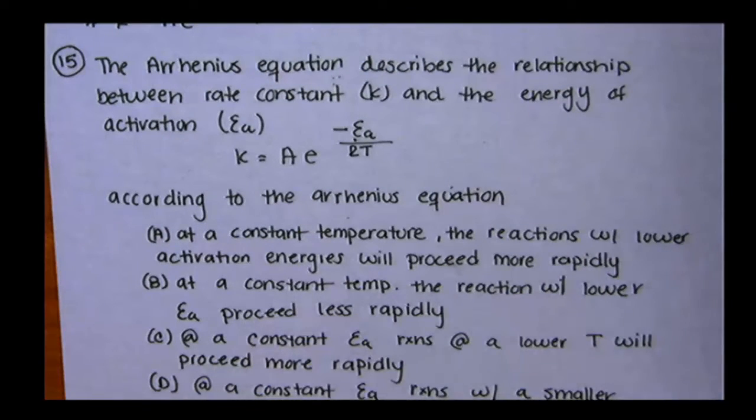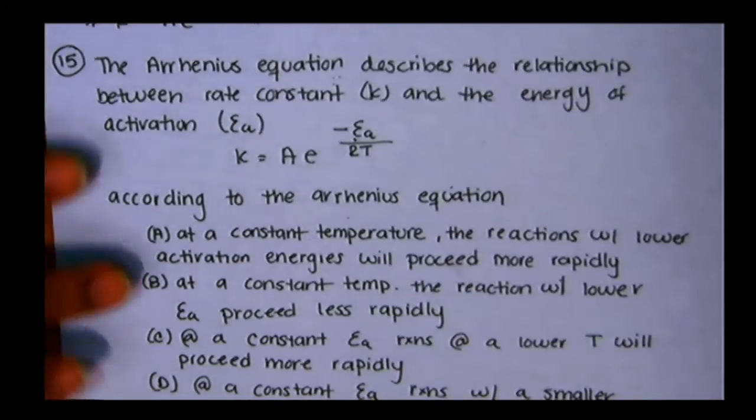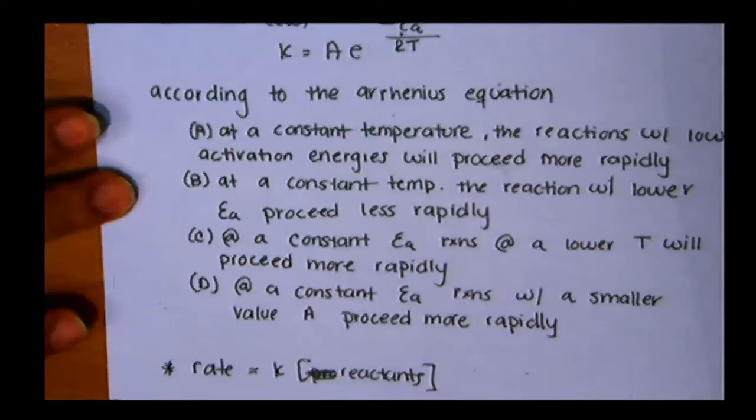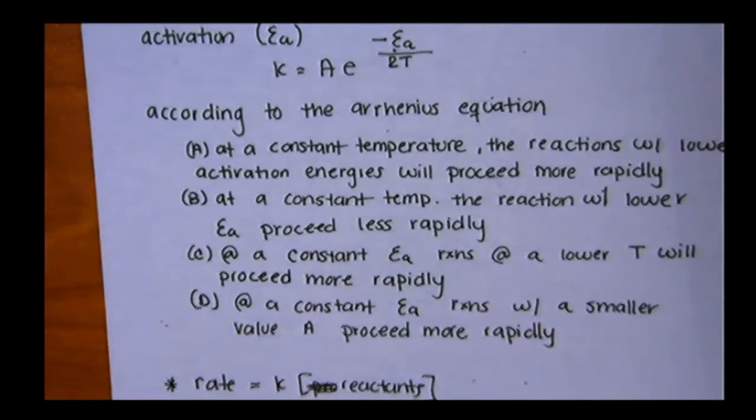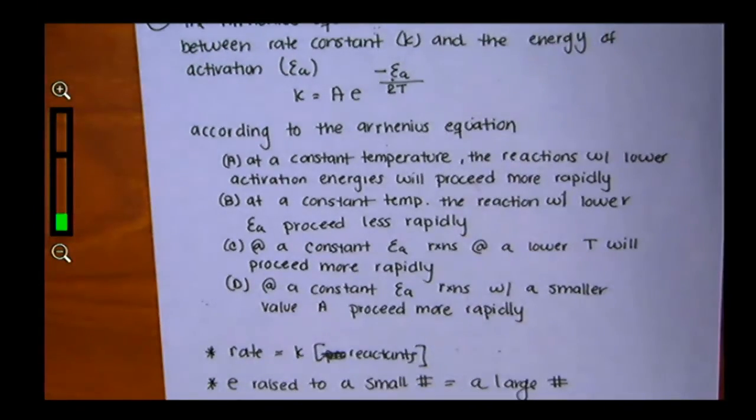And this is where it comes into account. All right, this is where you take into account the fact that e raised to a small number is a large number, and e raised to a large number is a small number. And your k, when you plug it back, is directly proportional to your rate. So if my k is decreasing, my rate is decreasing. If my k is increasing, my rate is increasing. So for the first one, at a constant temperature, I'm going to eliminate temperature from the equation. I'm only going to be focused on activation energy, since temperature is always going to be the same.